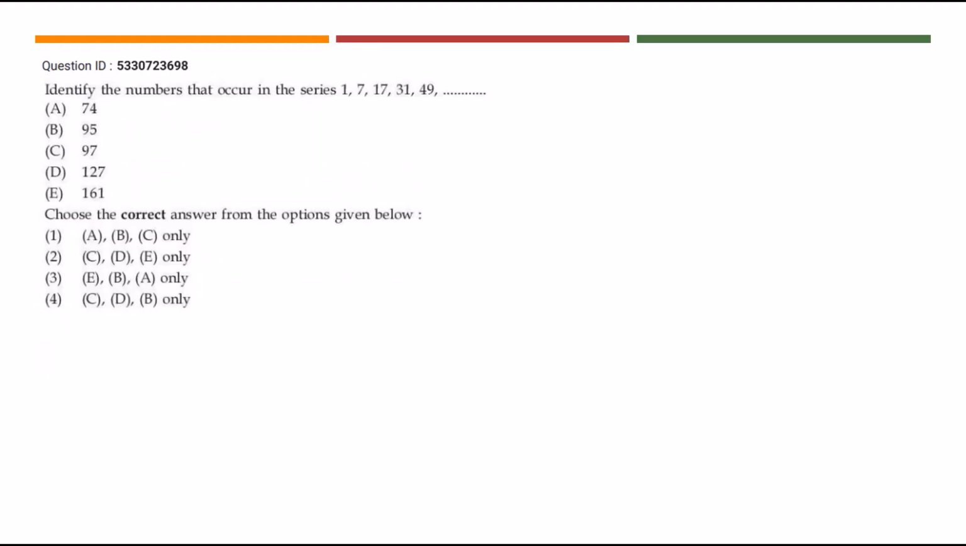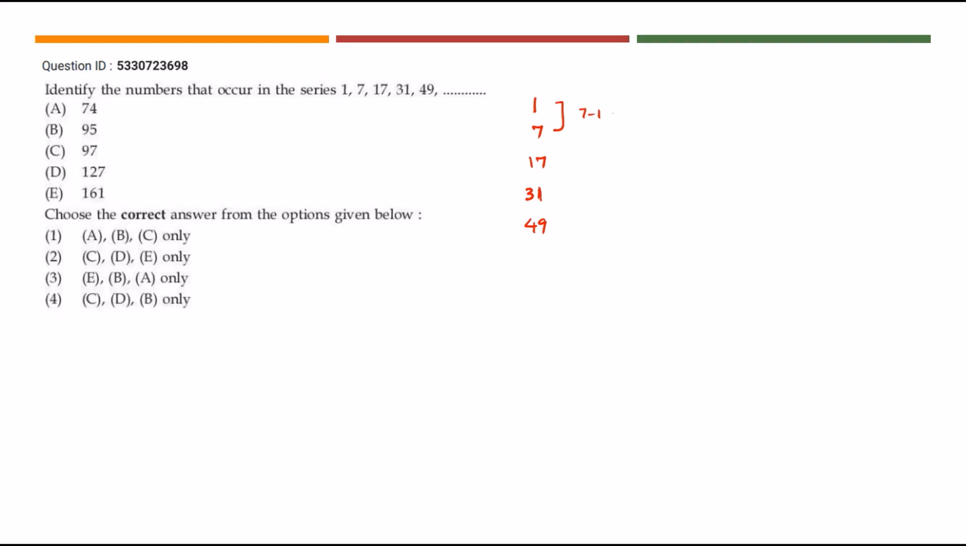Next question. Identify the numbers that occur in the series. They have given the series as 1, 7, 17, 31, 49. This question is not asking you for the next number in the series. They are saying you just find the series. Whatever numbers can come subsequently can be marked from the options.